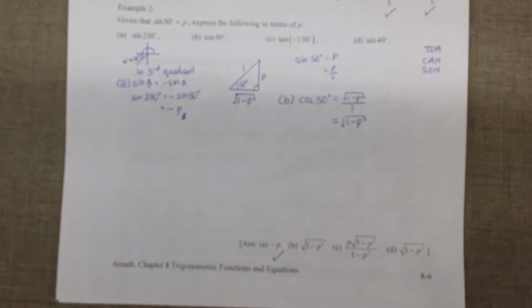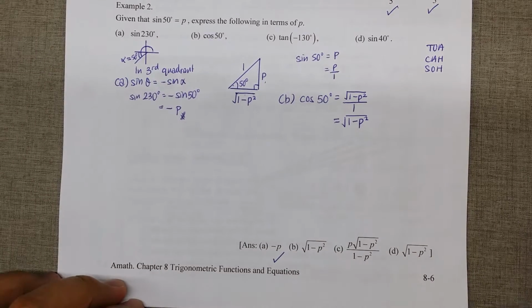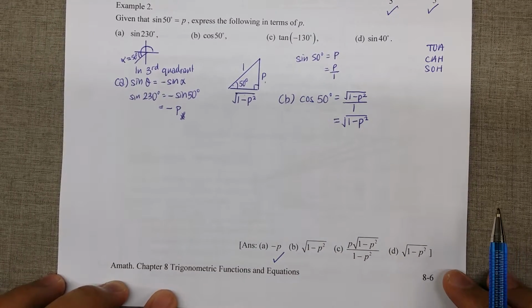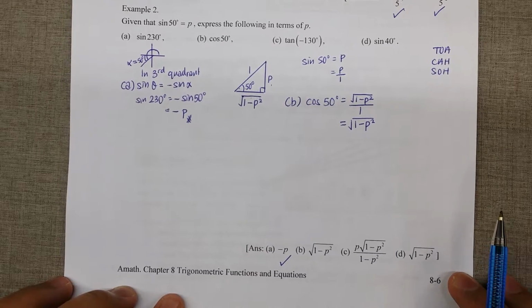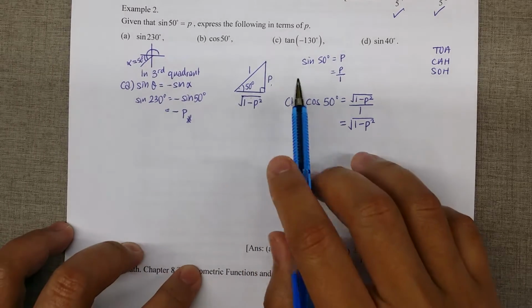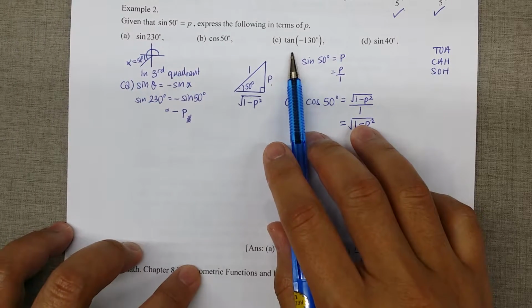Alright, let's continue with part C and part D. We are on page 6, worksheet 8.3. Example 2, part C. Part C, we are looking at tangent negative 130.